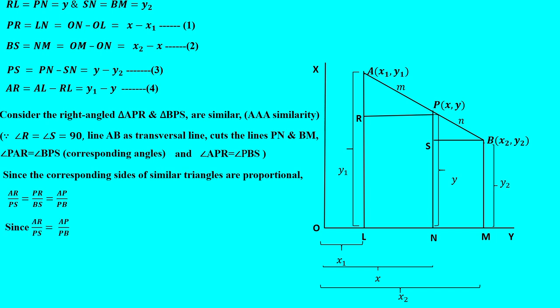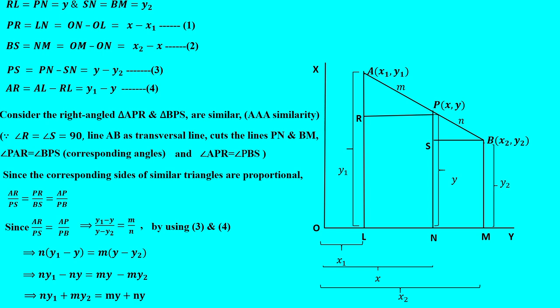We know the values. Since we are taking the first and third equality, AR by PS is equal to AP by BP. AR we know is y1 minus y, and PS is y minus y2. AP is m and BP is n, which is equal to m by n, by using 3 and 4. So cross multiplying, n into (y1 minus y) is equal to m into (y minus y2). Splitting, we are multiplying with the n, so ny1 minus ny is equal to, on the right hand side multiplying with the m, my minus my2.